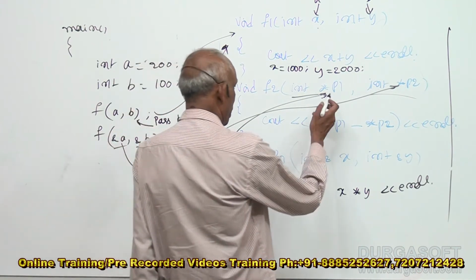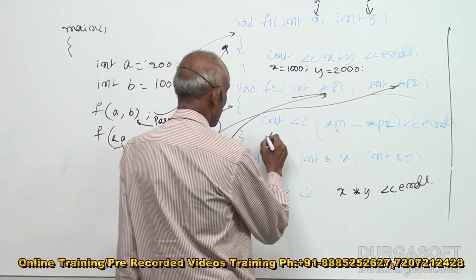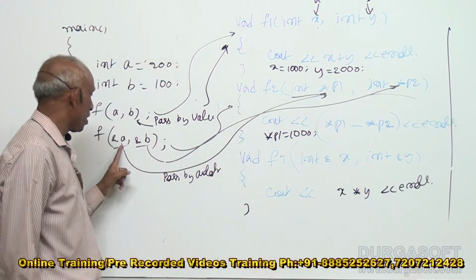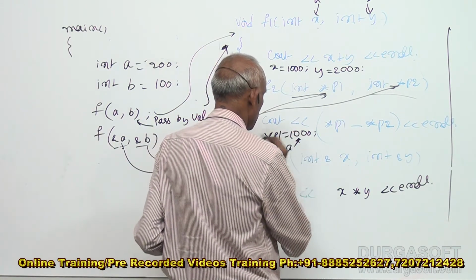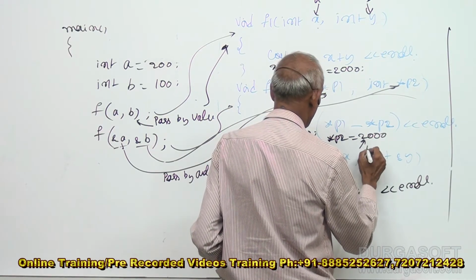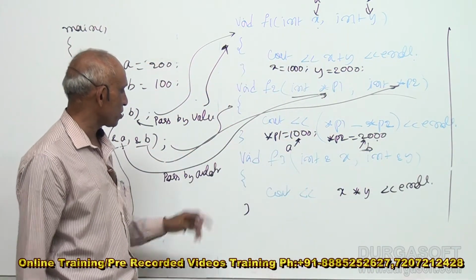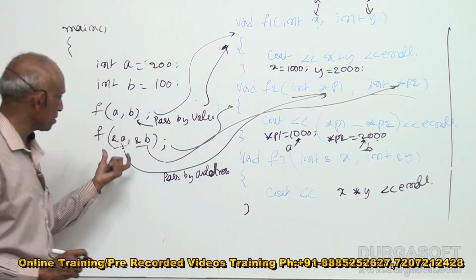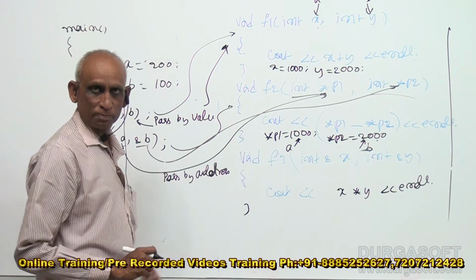Here we can not only read the values of a and b, but also modify them. If I say star p1 is equal to 1000, then a is changed to 1000. Similarly, star p2 is equal to 2000 sets b to 2000. So in pass by address, we are passing the addresses, so we can both read and modify the values of a and b.